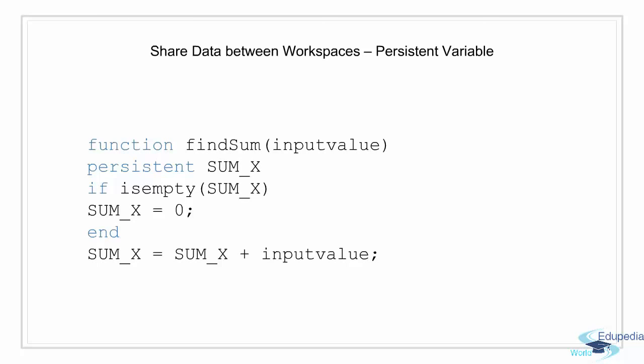For example, we define a function in a file named findsum.m that initializes a sum to 0 and then adds to the value on each iteration. When we call the function, the value of sum underscore x persists between the subsequent executions. So basically we are here calculating how many times the findsum has been called. So this is one of the examples of how to use these persistent variables.